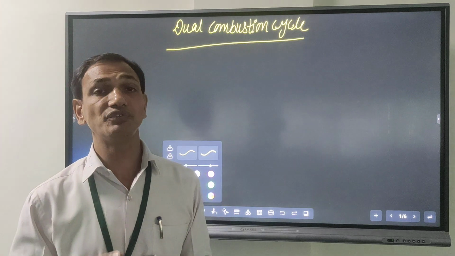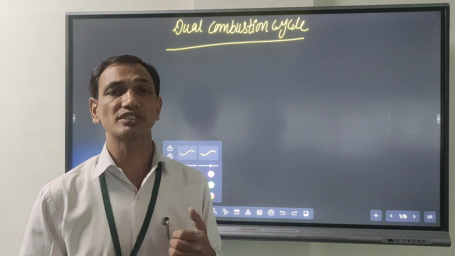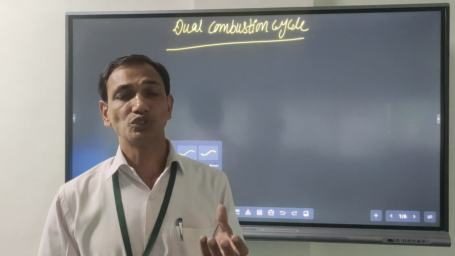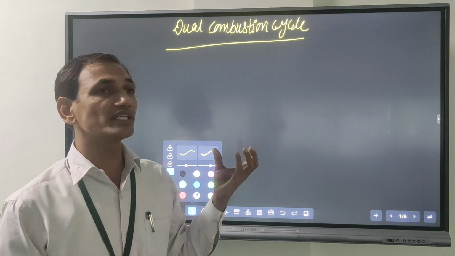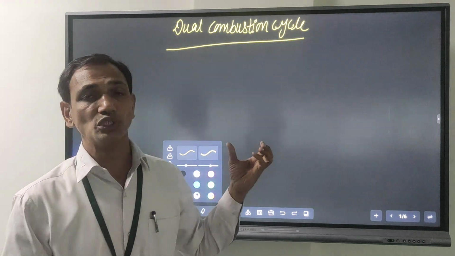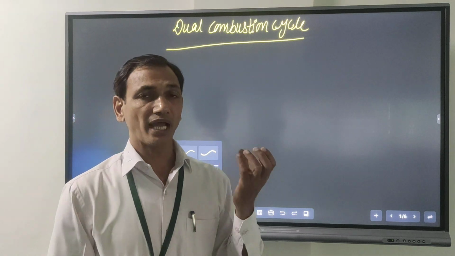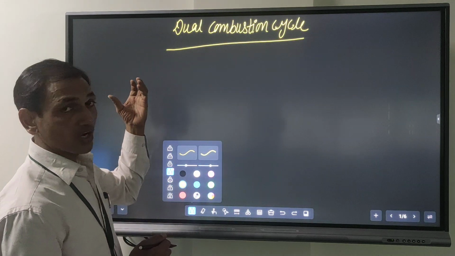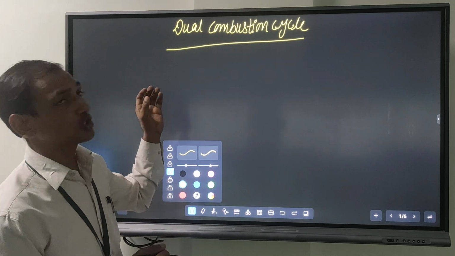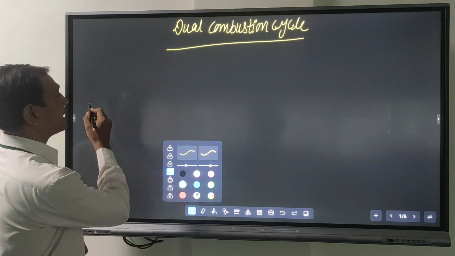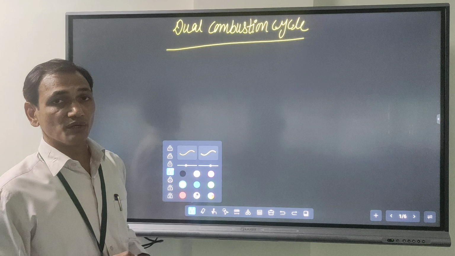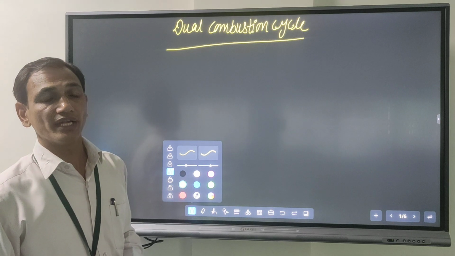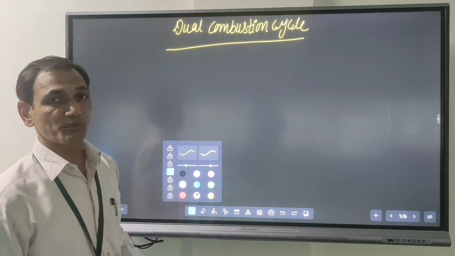How can we find the efficiency of the dual combustion cycle? Because this is the combination of the Otto cycle and the diesel cycle, it is more difficult to find the efficiency of the dual combustion cycle. So be careful and concentrate on how I derive the efficiency of the dual combustion cycle. At first I will draw the PV diagram, pressure volume diagram, and the temperature entropy diagram.